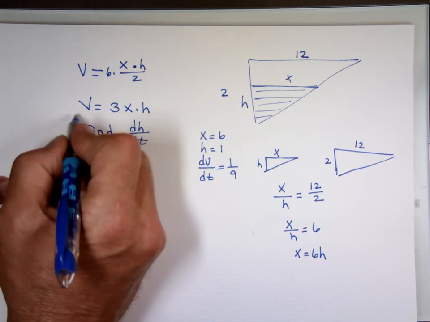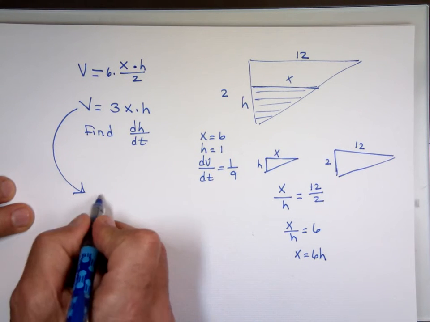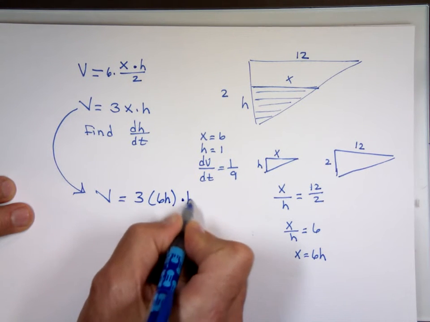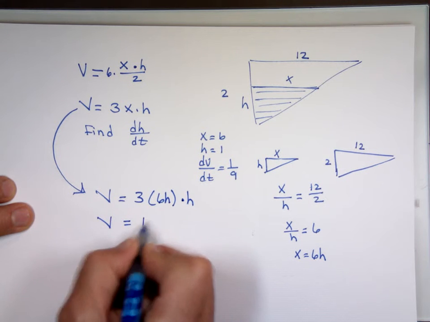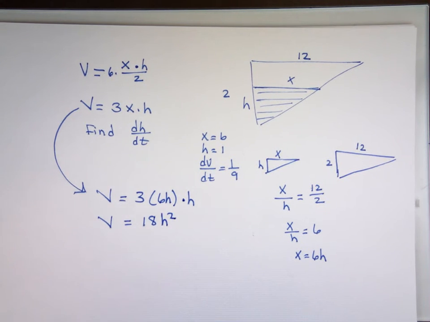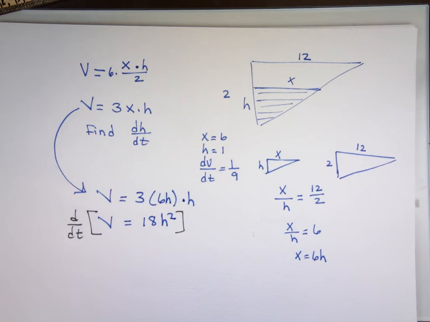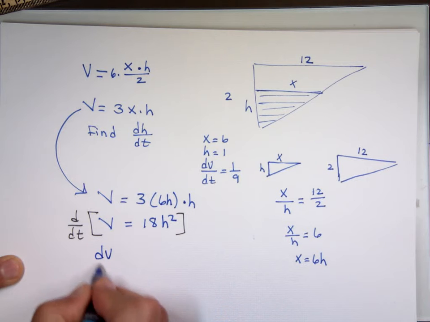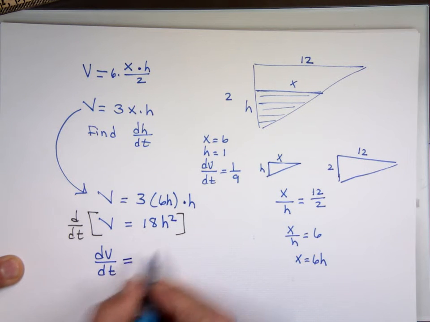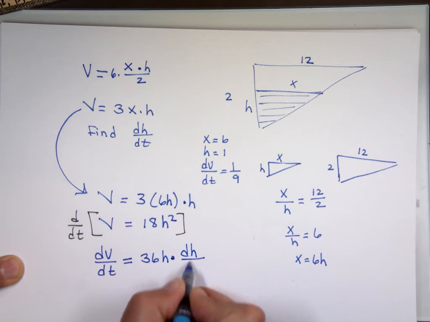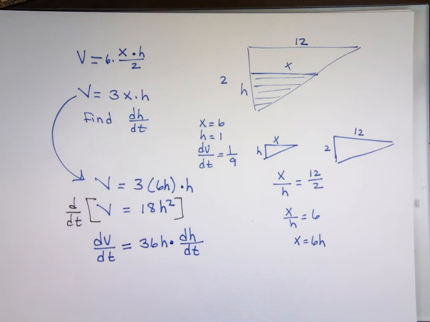So if I take this equation now, replace x with 6h, what do we have? The volume is 18h squared. Now take the derivative with respect to time, not with respect to h, not with respect to V, with respect to time. Derivative of V is dV/dt. 18 times 2 is what? 36 times h times dh/dt. Now plug in your numbers.